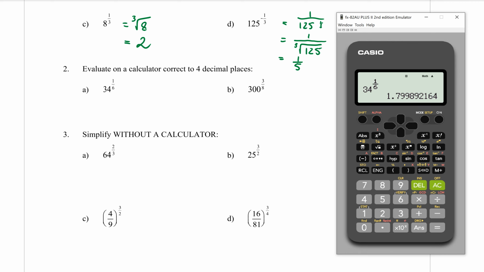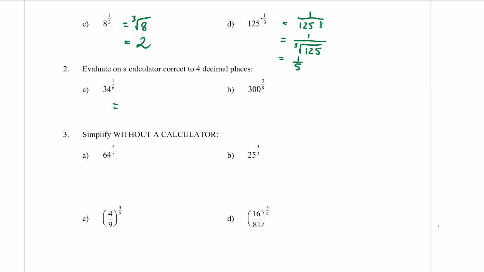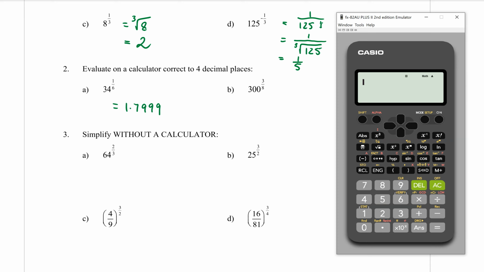4 decimal places would be 1.7999. Or, just for fun, a 6th root, that's the root button. You press the shift and then that one to get that. And you can put any power root that you want in there. So 6th root of 34 and get the same answer. Okay? Either form, fractional power or root form.